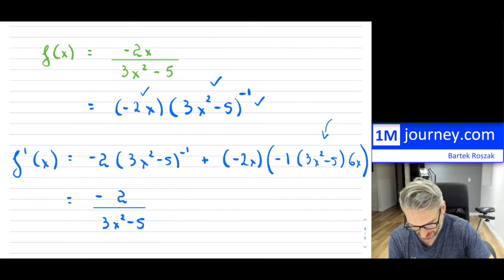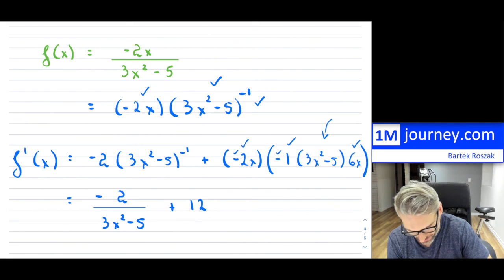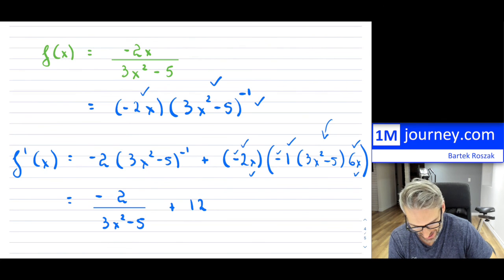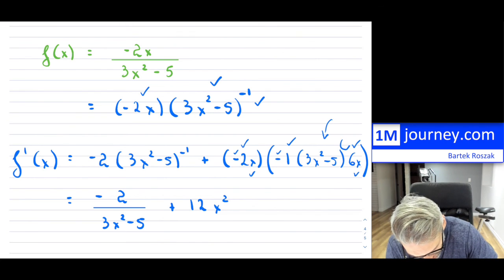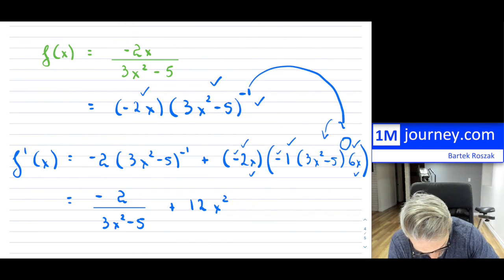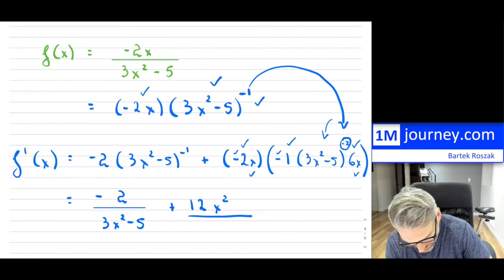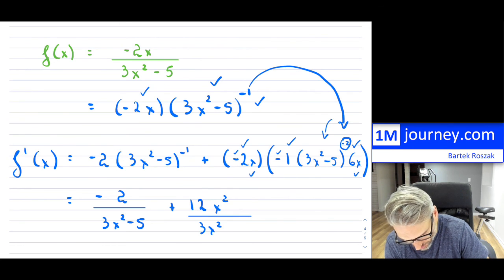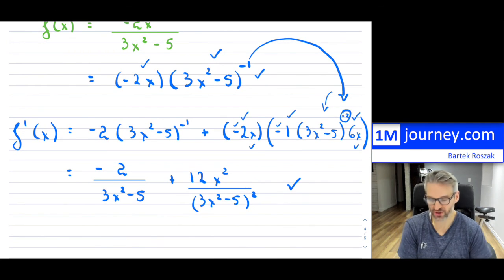And then within here, what I have is a 2 and a 1 and a 6. So that's going to be 12. And notice the negative and the negative will cancel, so that's still plus 12. And then my x and my x, so that is going to be x squared. And now I actually missed this here because I was taking the derivative. So this is negative 2. So this is now 12x squared all over, notice, 3x squared minus 5 squared. So it's much easier to massage it from here.